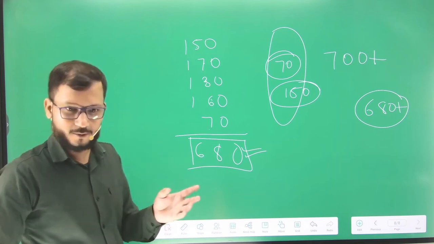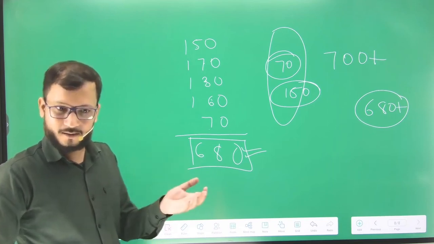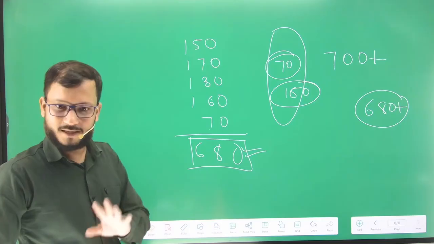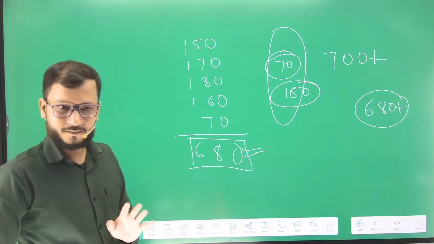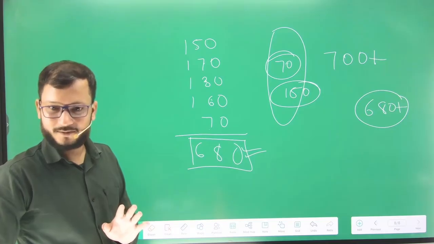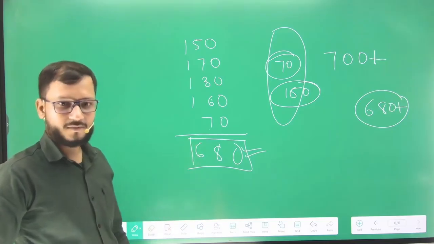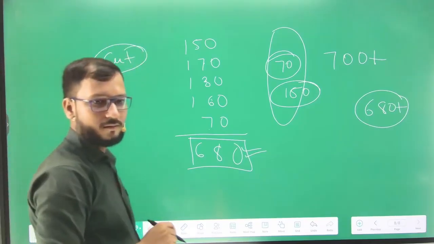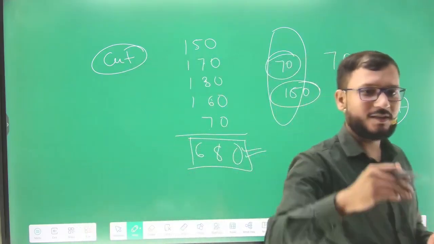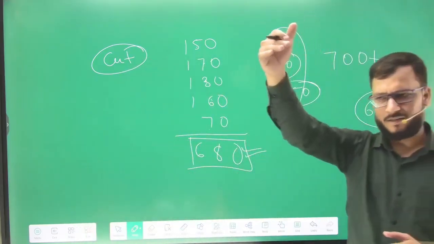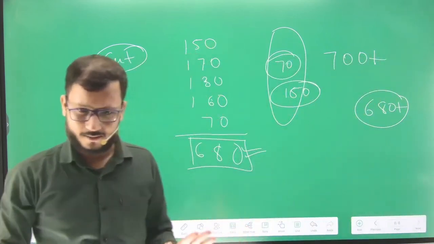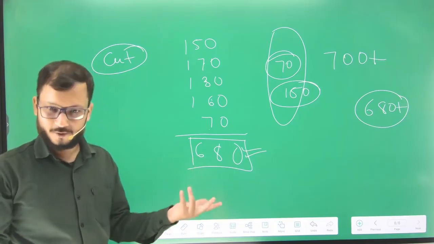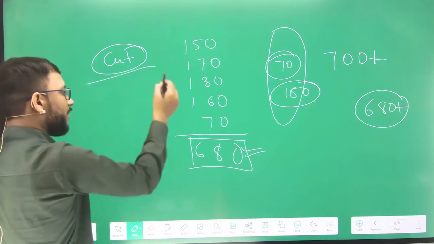All of you know quality control, AQL and RQL. AQL means acceptable quality level, RQL means rejectable quality level, which you also call LTPD, lot tolerance percent defective. So that is the case here. The cutoff marks that you see is always the rejectable quality level. So you always need to see the toppers, what is the maximum marks, and if you are getting something less than that, that's okay. But if you are getting less than the rejectable quality level, that's not okay. So you have to see the toppers' marks.